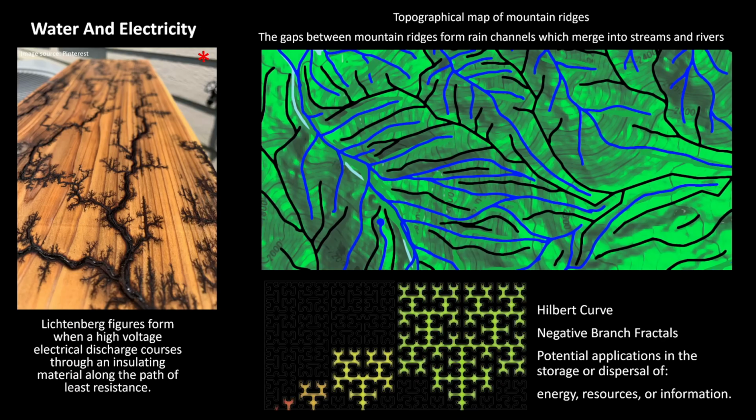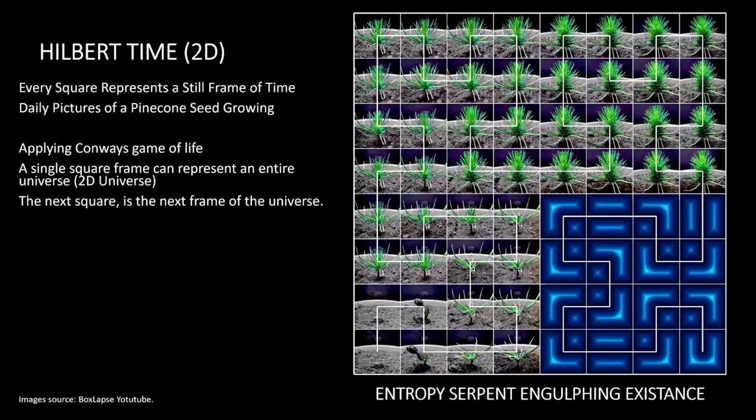There may be potential applications for Hilbert curve negative branch fractals in the storage or dispersal of energy, resources, or information.